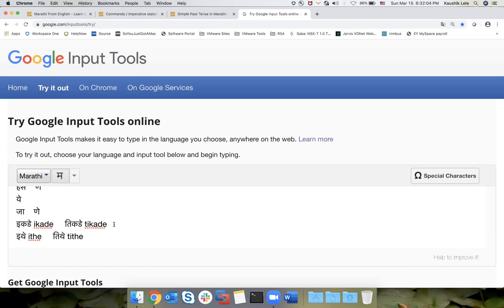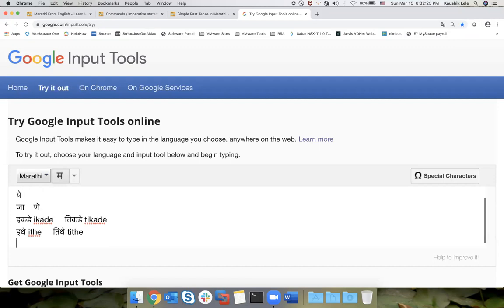Oh, okay. The u is only for negative. Yes. So the positive command is just saying the verb, like in English: go, come, do, play, laugh, smile. And when you want to say negative, it is u nakos. तिकडे जाऊ नकोस.